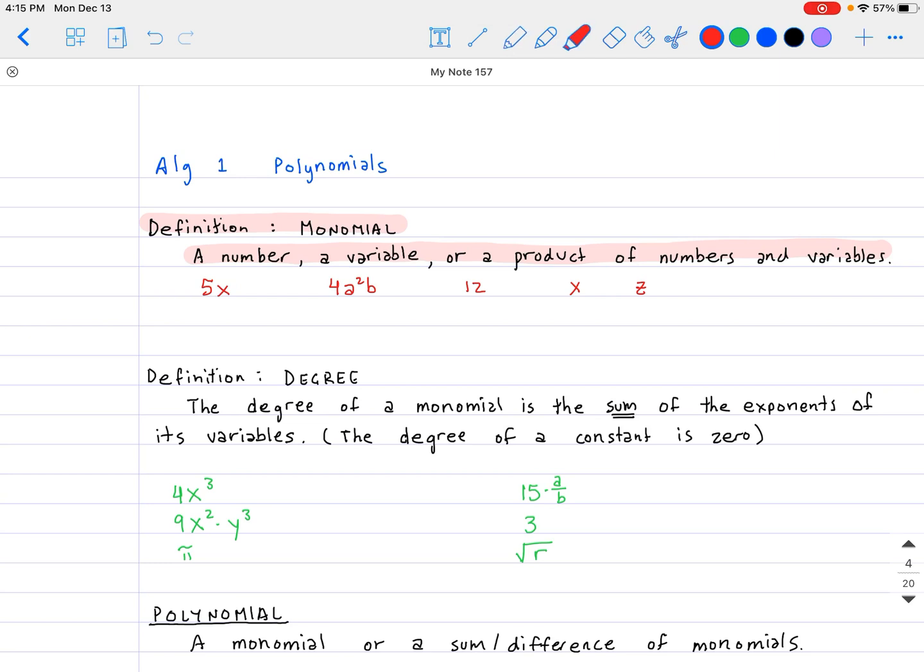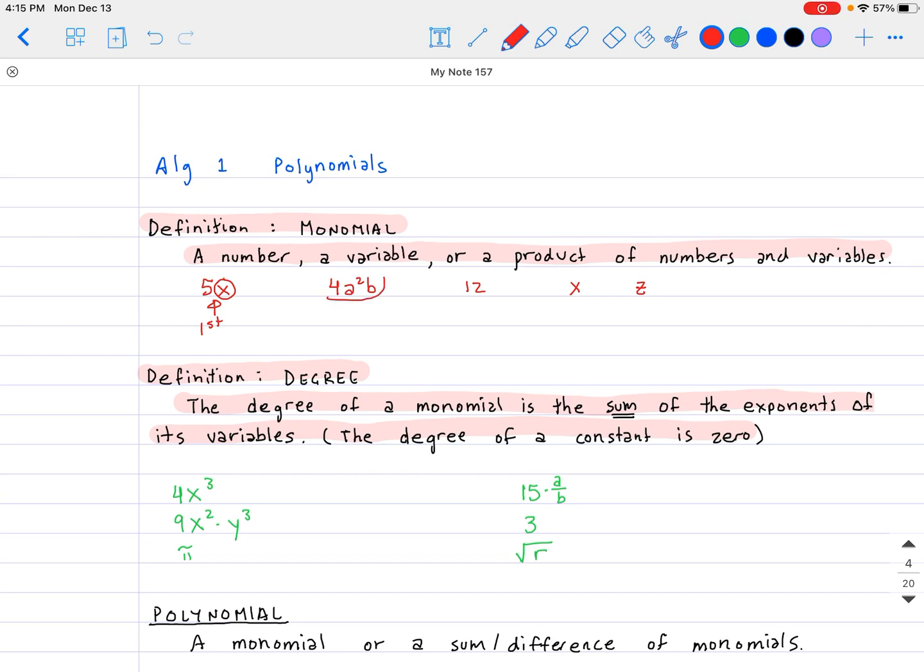Now to extend upon that, we're now going to define what is the degree of a monomial. The degree of a monomial is the sum of the exponents of its variables. The degree of a constant is equal to 0. So going to some of the examples that I have over here, this 5 times x is what is known as first degree because you'll notice that you have one single x right here and the exponent in this case is going to be 1.